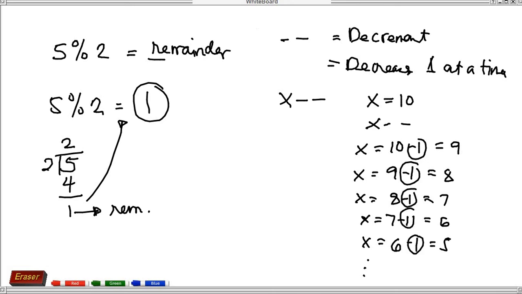Okay? Tag-isa-isa lang iyang i-decrement if you're going to use x minus minus. Now, what if dili day 1 akong i-decrease? Let us say, for example, 3, akong i-decrease by 3. So, pwede gyapon siya. So, what you're going to do is, you're going to emphasize if pila ang imuhang deduction.